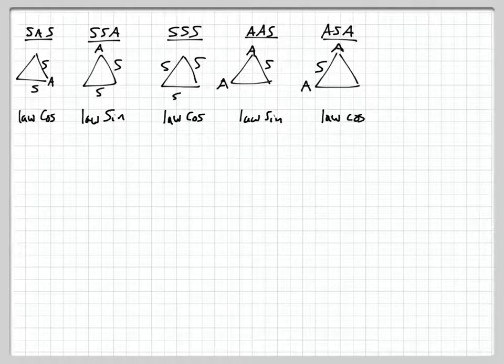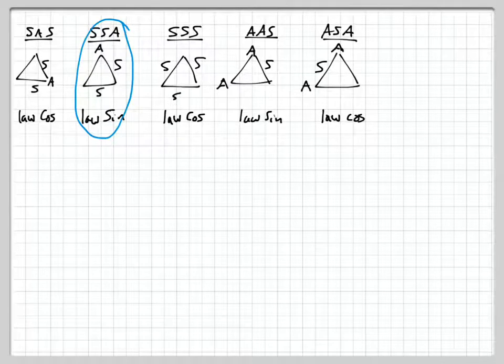Now the whole reason for me doing this is because I really want to review this one right here. This is your ambiguous case. When you get 2 sides and an angle outside of the 2 sides, it spells a bad word if you spell it a certain way. That's the ambiguous case. It's very important to know when you have an ambiguous case because you can have 0 solutions, 1 solution, or 2 solutions.